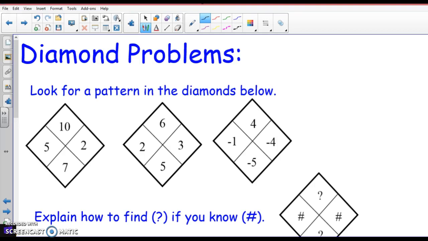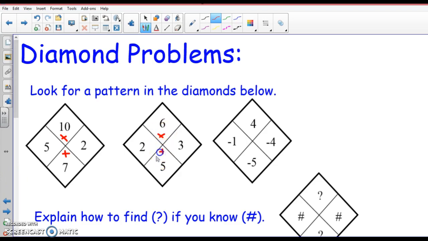Looking at these three diagrams. Let's look at the first one. Does anybody see a pattern? Leah. 5 times 2 gives you the top, 5 plus 2 gives you 7, the bottom. Does that work for all of them?